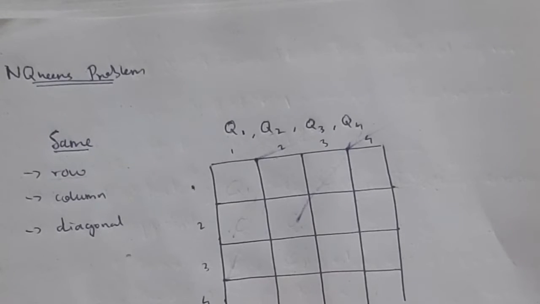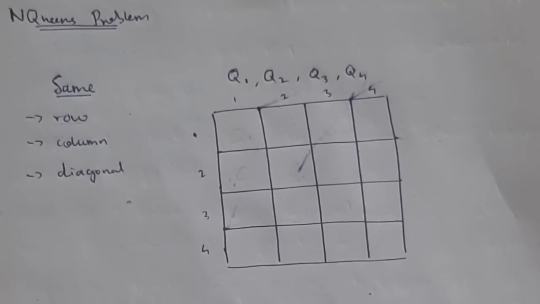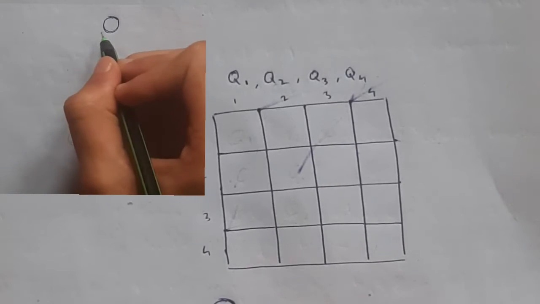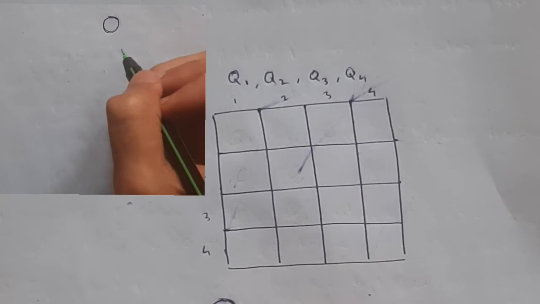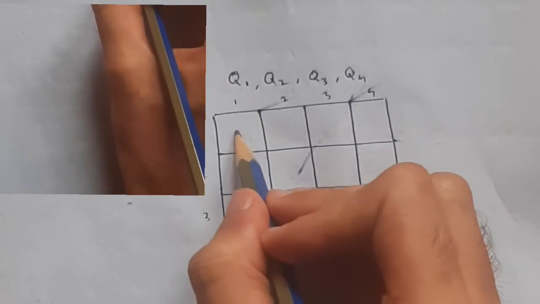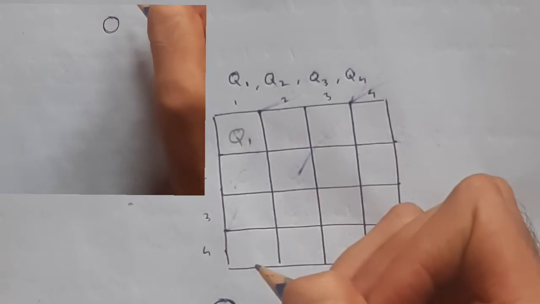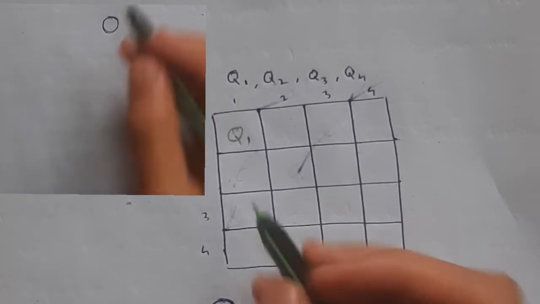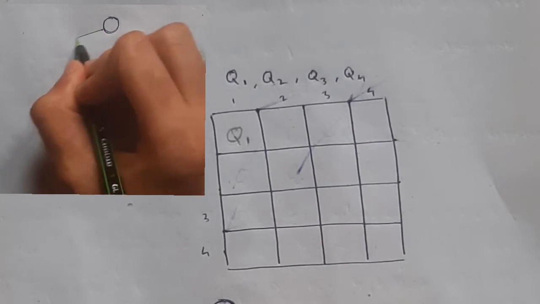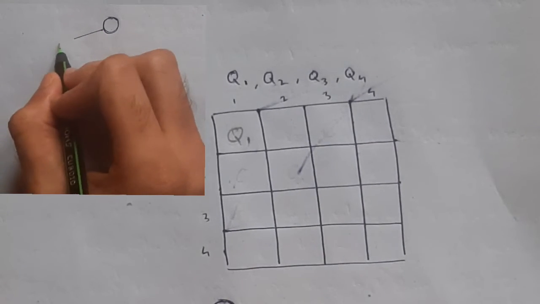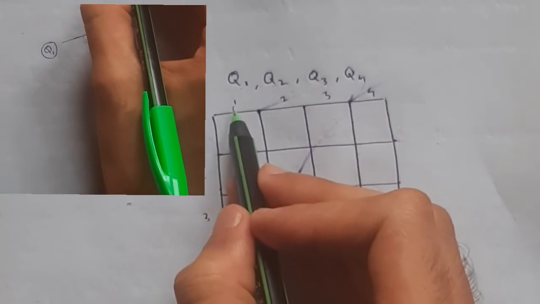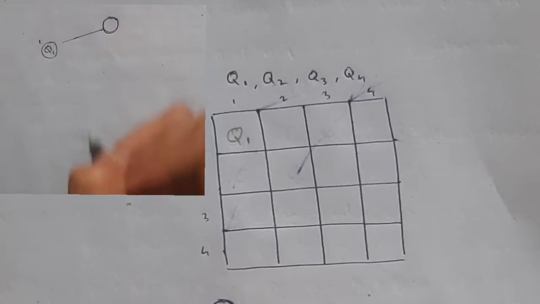Firstly, we'll generate the state space tree. This is the root node, which I'll keep blank. In the first position, I can pick q1 and place it in the first place here. Observe carefully, I have selected q1, so I'll make an arrow here and mark q1 and which column I placed it in. In the first column, so I'll write 1 here.